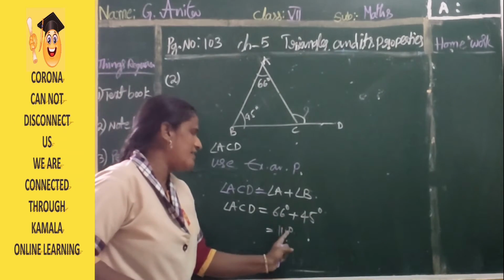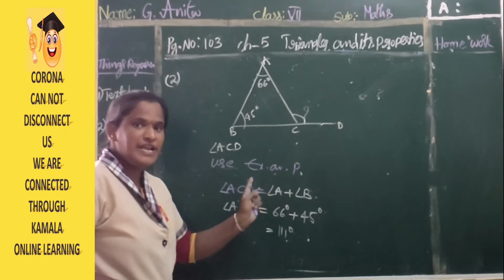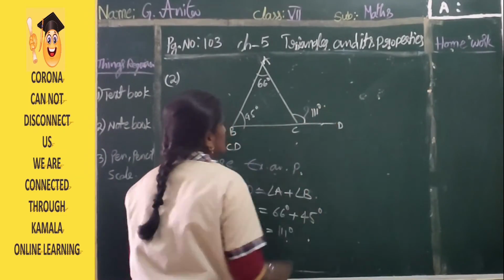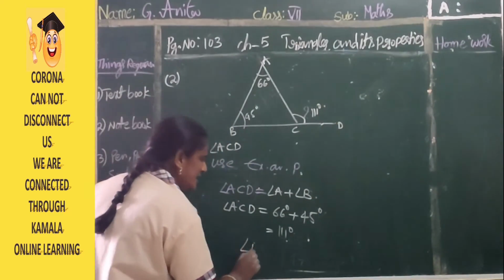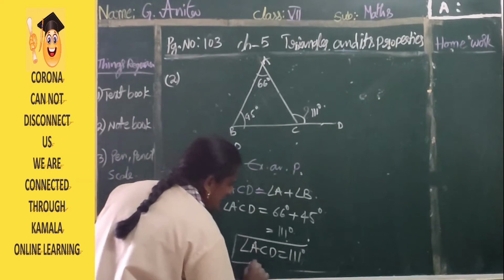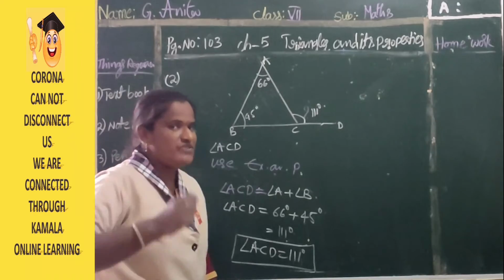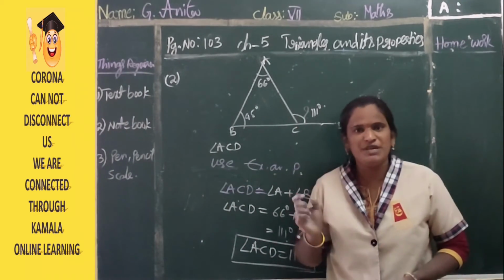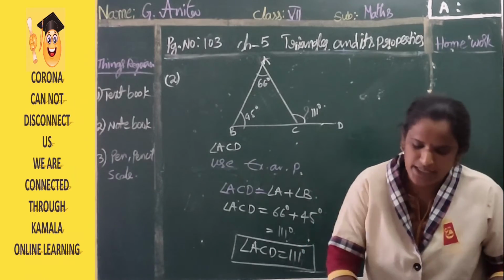So 6 plus 5 is 11, and 6 plus 4 is 10, so 11. Okay, clear children? So this is nothing but 111 degrees. So what is the angle ACD? Angle ACD is nothing but 111 degrees. Clear children, everyone understood? The simple logic we are using is the exterior angle property. The exterior angle is equal to the sum of the two interior angles.